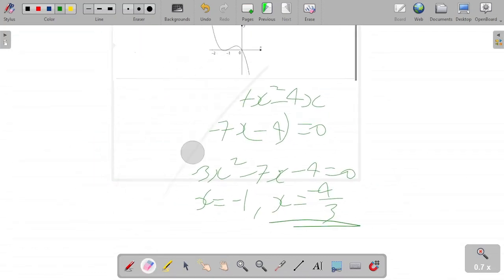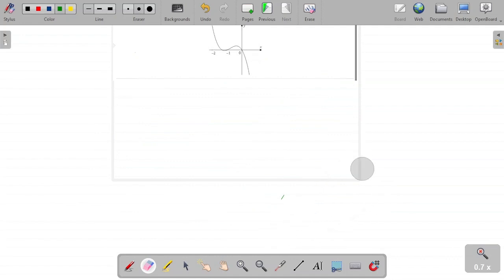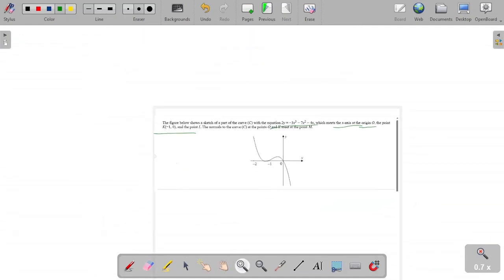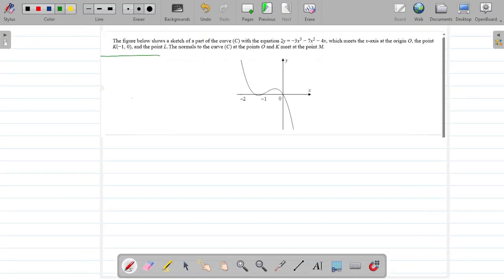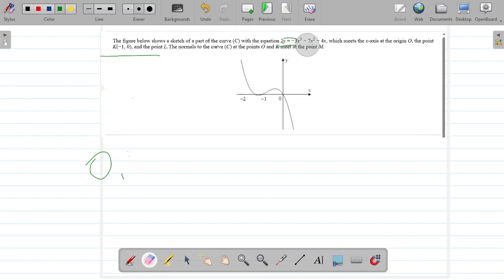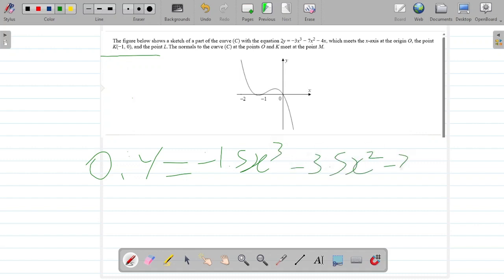Now they want the coordinates of point M. What's point M? They said it's where the normals at O and K meet, their intersection. So first let's find the normals of each one. Let's start with O. To find the normal, we start with the derivative. But we can't differentiate with 2y, so let's make it just y. Y is equal to negative 1.5x cubed minus 3.5x squared minus 2x.